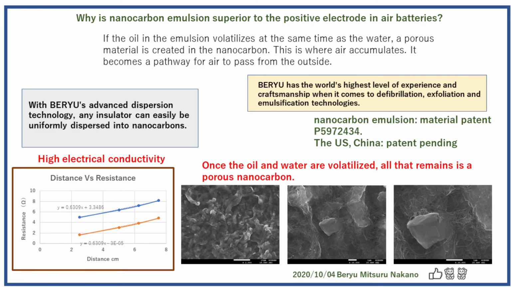Why is nanocarbon emulsion superior for the positive electrode in air batteries? If the oil in the emulsion volatilizes at the same time as the water, a porous material is created in the nanocarbon. This is where air accumulates. It becomes a pathway for air to pass from the outside.